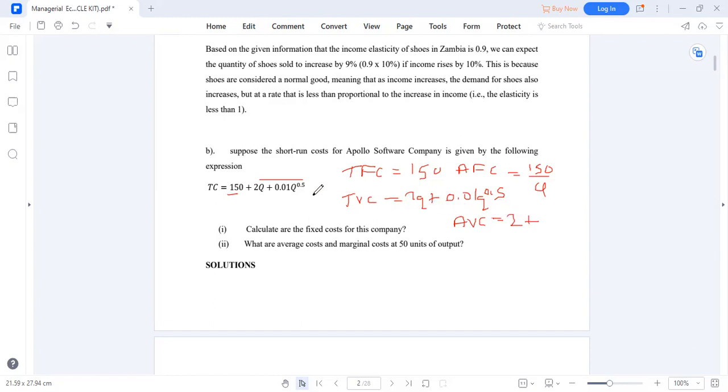0.01 q to the power. So when you divide that one, it will simply be 0.01 q to the power negative what? Negative half. We're dividing by q there. What is q into? So we just subtract it. Half minus 1. So that's what we're going to have there.